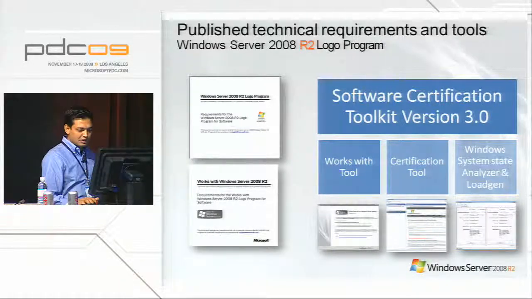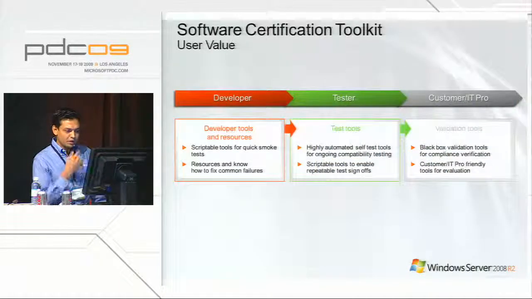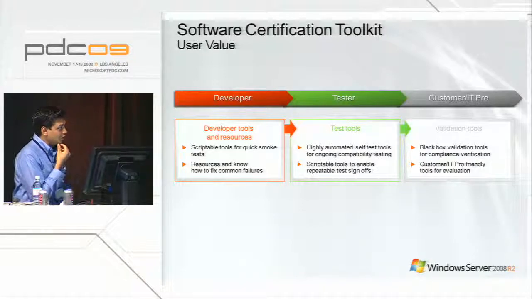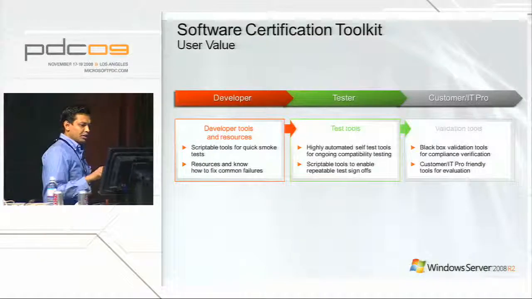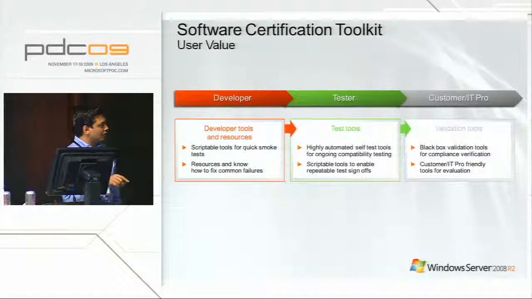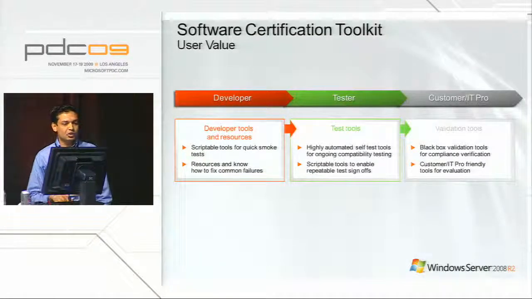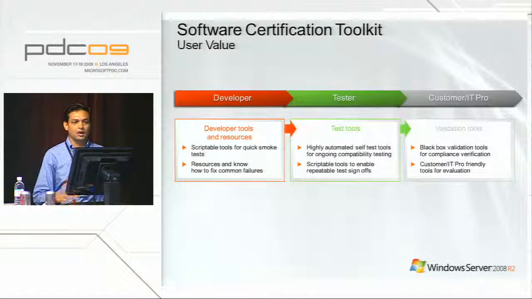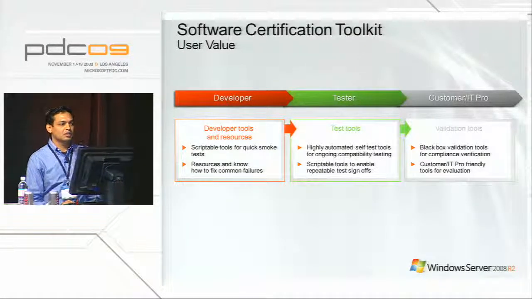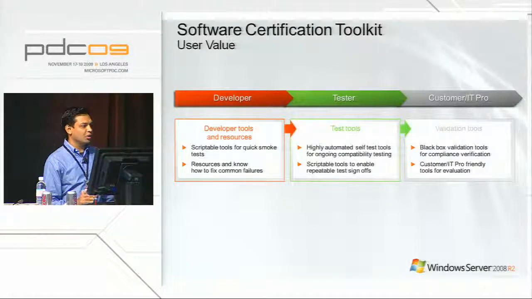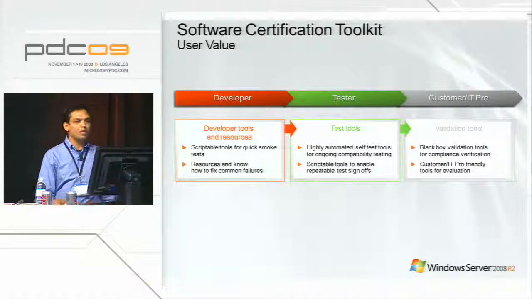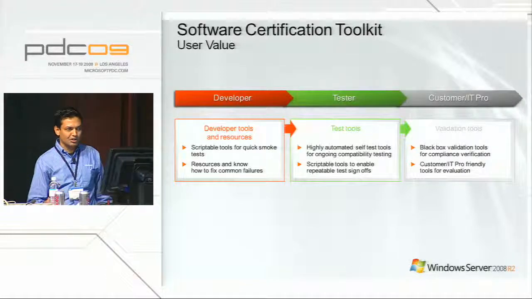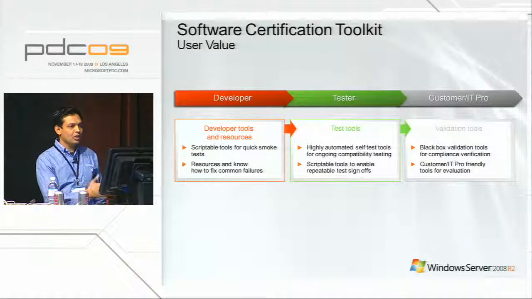We won't cover them in detail. Works with tool is what we're going to cover. As for value to the dev and test and IT pro community, the state analyzer and load gen tools can be scripted. So if there are any quick smoke tests that your dev needs to run, he could kickstart a quick snapshot and run a smoke test and see how things worked. And there are some resources and how to fix common failures guidelines on our MSDN forums, also in the technical documents they can look at.